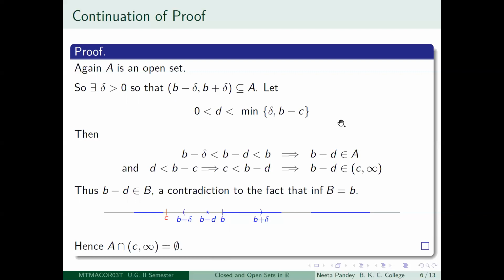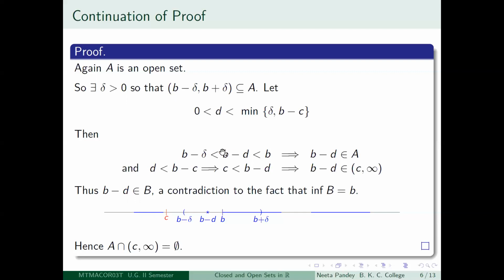So what we do is we have two numbers. One is b minus C. b is greater than C, so b minus C is positive, and we have another number delta, chosen so that the delta neighborhood of b is a subset of A. Delta is also positive. Look at the minimum of these two positive numbers, that is a positive number. So you can choose a positive number d which is less than the minimum of delta and b minus C. So how is this going to help? Since d is less than delta, b minus delta will be less than b minus d, obviously, and b minus d is clearly less than b because d is greater than 0.